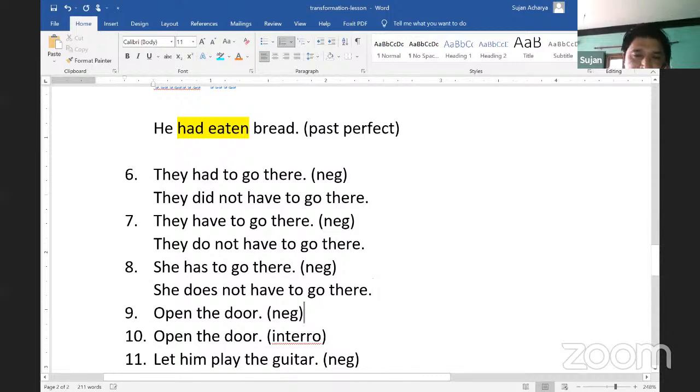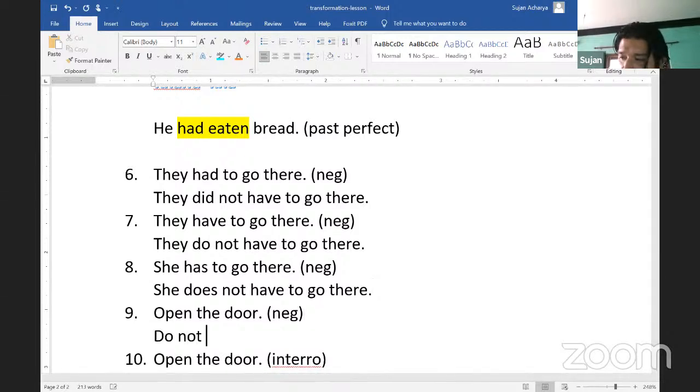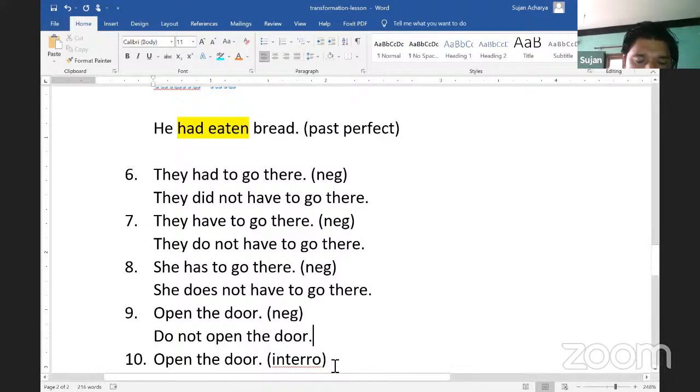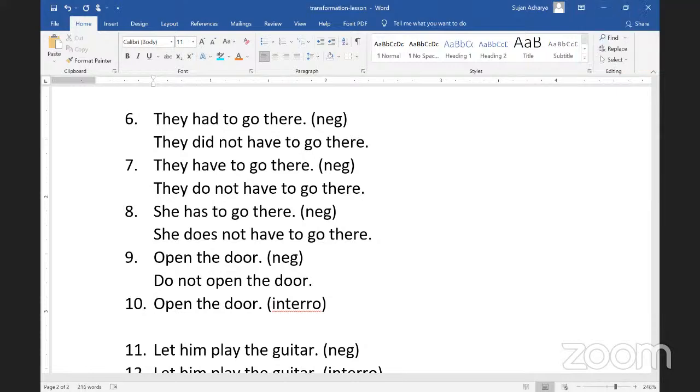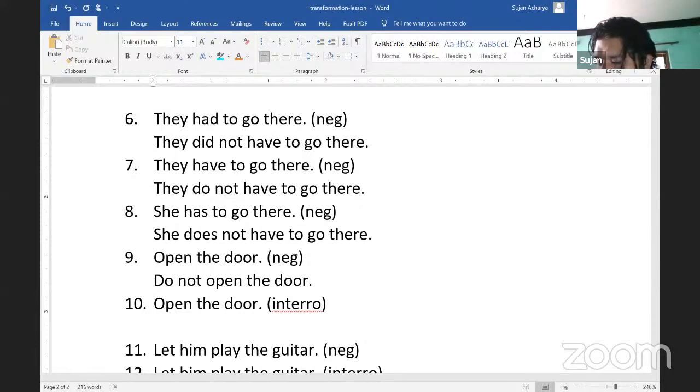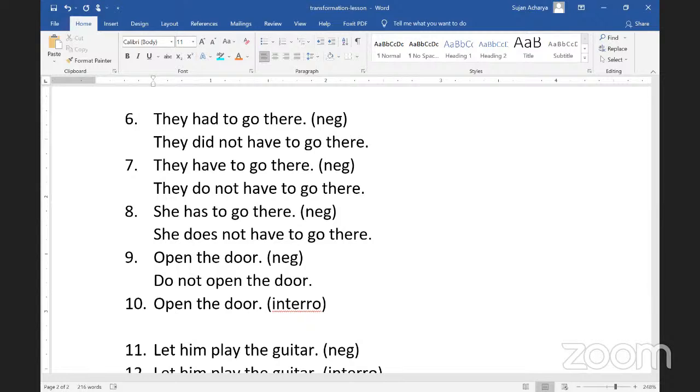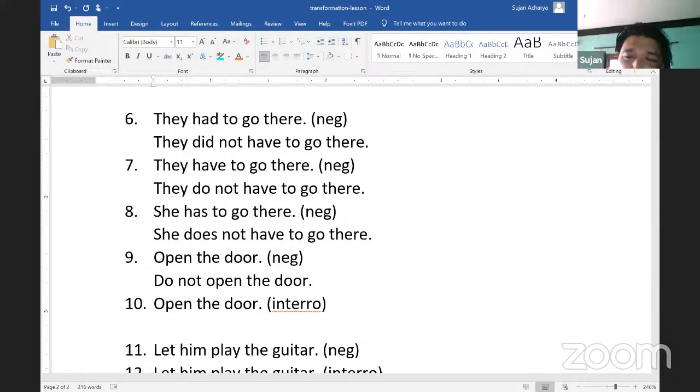Open the door. Negative: Do not open the door. Now interrogative. Open the door. What is the question tag? Open the door. What is the question tag of open the door? Don't open it. Open the door, interrogative.